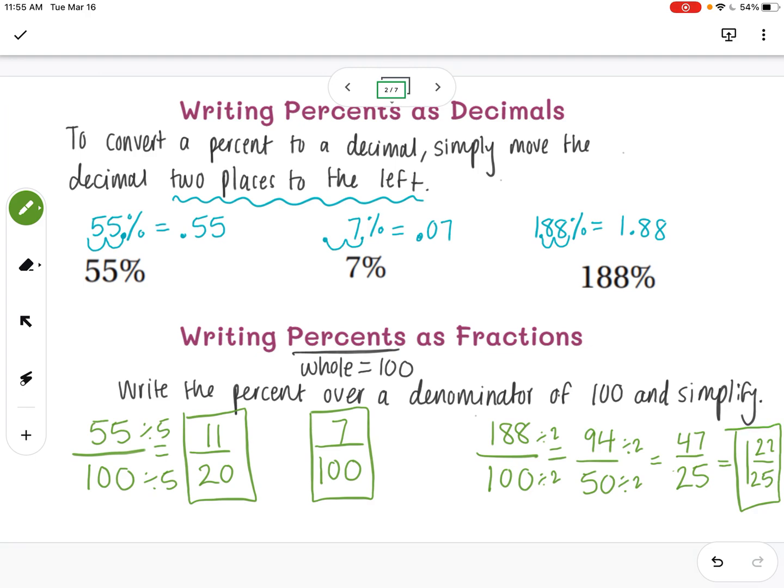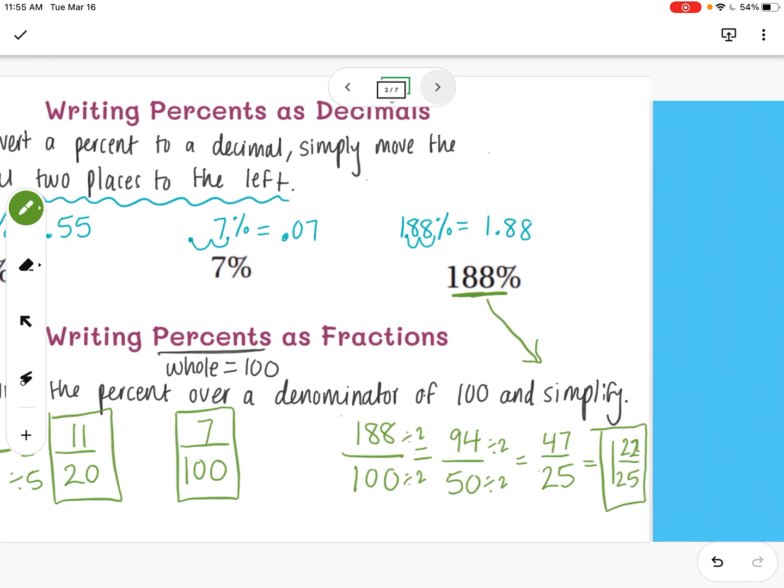So anytime your percent is bigger than 100, you will know that you have at least the whole number of 1. So if it's 1 over 100, the whole number will be 1. Let's say it was 250%. The whole number in that case would be 2. All right? So that is how we write percents as decimals and percents as fractions.